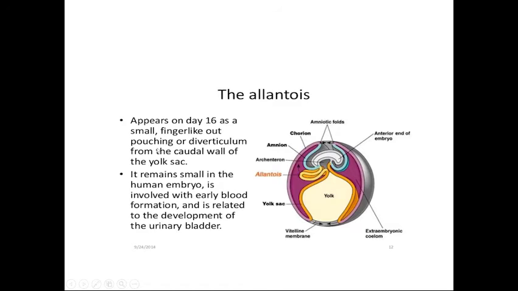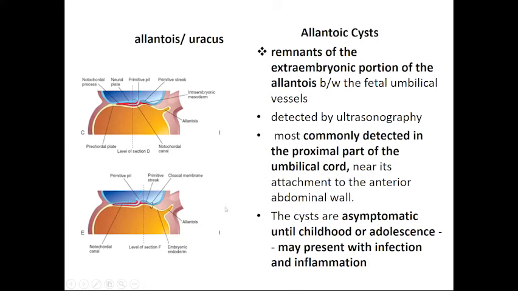This pouch appears on the diverticulum of the wall. In the small human embryo, it is involved in early blood formation and is related to development of the urinary bladder. Allantoic cysts, remnants of this between the fetal umbilical vessels, can be detected by ultrasonography in the proximal parts of the umbilical cord, because this is going to enter into the umbilical cord. This is the allantois. This is the part which is going to be the connecting stalk, where the chorionic cavity is not there. It's just the connecting stalk, which is going to become the umbilical cord, near its attachment to the interior abdominal wall. Cysts are asymptomatic until childhood or adolescence, and may present with infection.